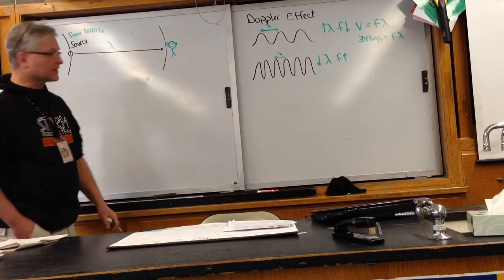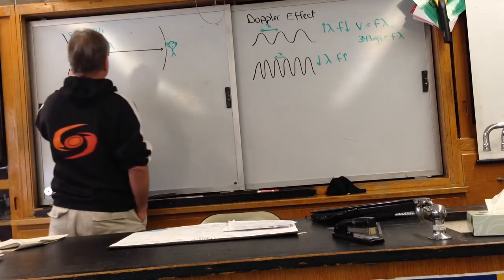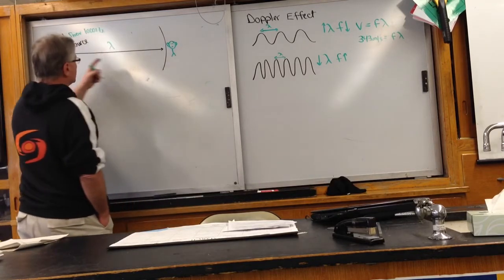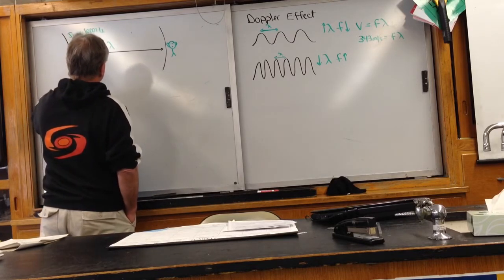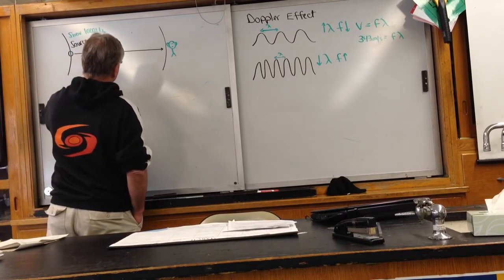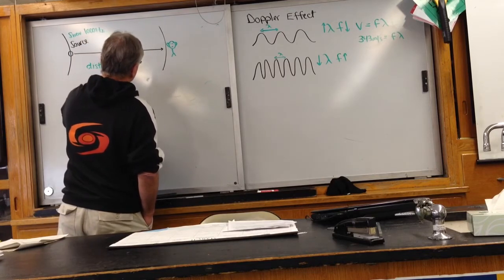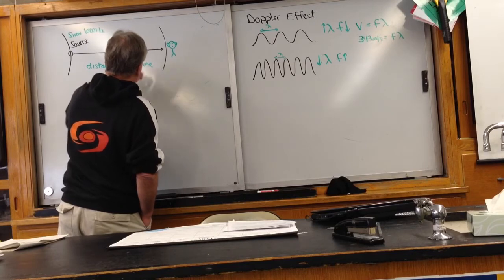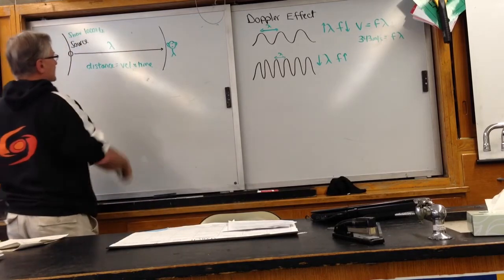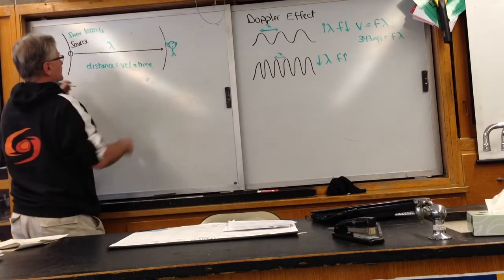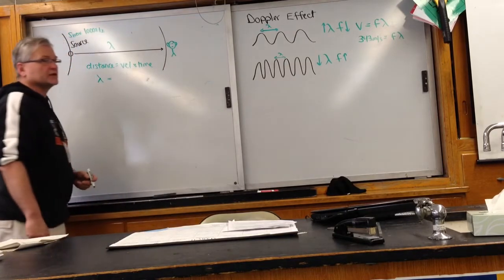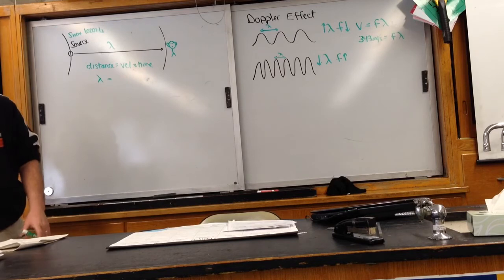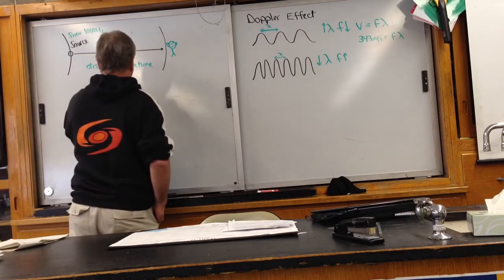All right, now if we think about the amount of time it takes to travel between here and here, we know that distance is equal to the velocity times the time. And the distance here, the spacing between here and here, is actually the wavelength. The velocity is the speed of the sound itself, we'll call that v.